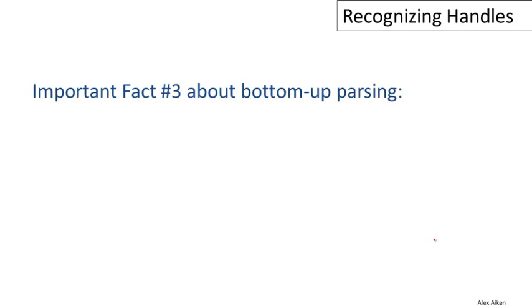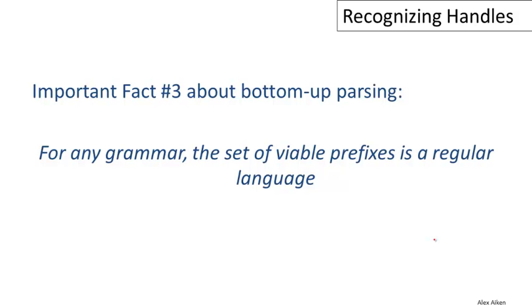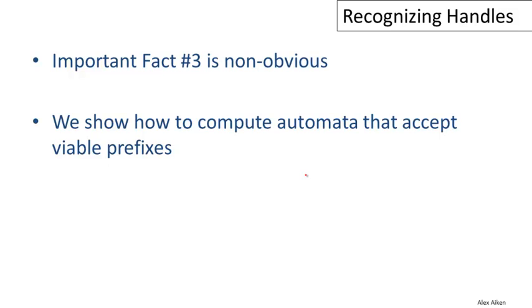Now, the definition is useful in one way: it brings us to the last important fact, number 3, about bottom-up parsing. And that's that for any grammar, the set of viable prefixes is a regular language. And this is really an amazing fact, and one that's going to take us a little while to demonstrate. But this is the key to bottom-up parsing. At least all the bottom-up parsing tools are based on this fact, that the set of viable prefixes can be recognized by a finite automaton. So we're going to show how to compute this automaton that accepts the viable prefixes, but first we're going to need a number of additional definitions.